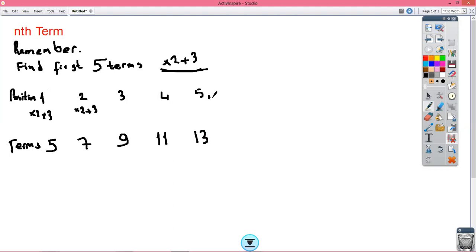Now there are many terms. Now here, let's say the nth term. How will the position be, and how will the term be? How are we going to write this? It's going to be n multiplied by two plus three, or two n plus three. I am not changing this order: n multiplied by two plus three, or I can write two n plus three.